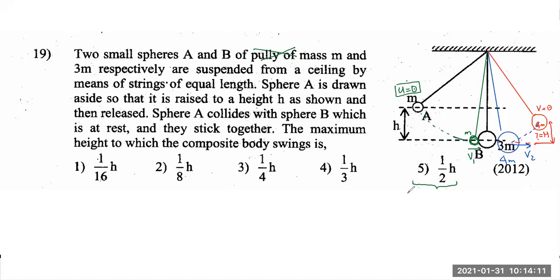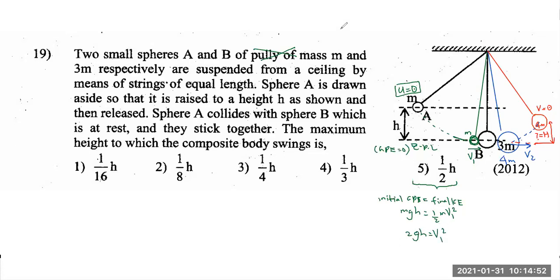In the green part, initially m has potential energy. Initial gravitational potential energy should be equal to final kinetic energy. If you take the bottommost level as the zero potential level, the gravitational potential energy is 0 at this level. So the initial gravitational potential energy is mgh. The final kinetic energy when m comes here is half m v1 squared. So I have 2gh equals v1 squared. That is the green part.